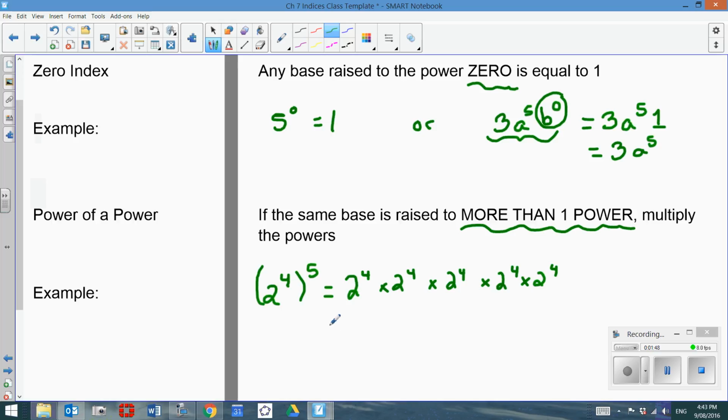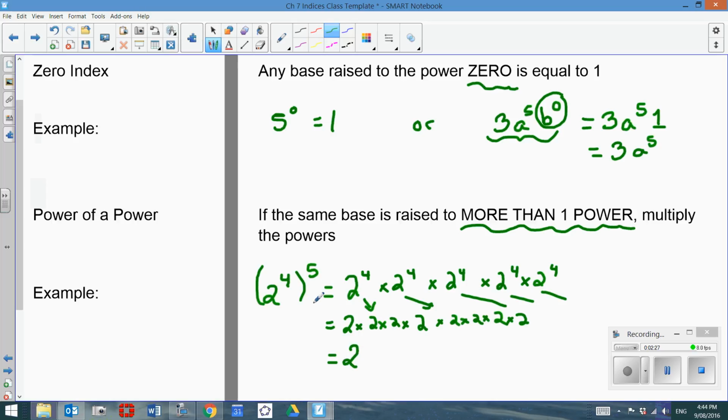But remember, each of these 2 to the 4ths means I have 2 multiplied by itself 4 times. So I have 2 times 2 times 2 times 2. That's just for that one. Then I've got another 2 times 2 times 2 times 2, and I'd have to do this 3 more times. So how many 2's am I going to end up with? Well, if I have 4 here, and then another 4 here, and then another 4 here, and then another 4 here, and then another 4 here, I have 4 plus 4 plus 4 plus 4 plus 4, which is 20, or I just have 4 times 5.